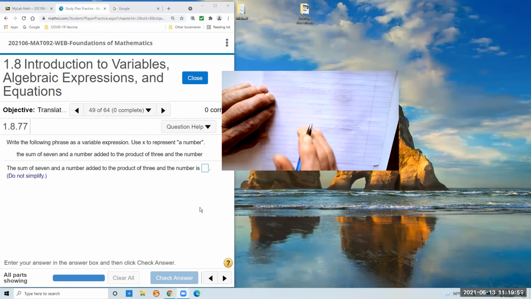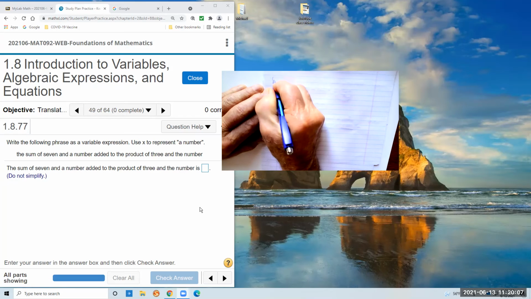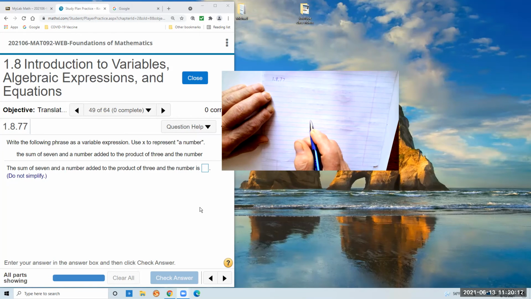A number of us had problems translating, and it's a challenge. We have to get used to it. With practice, we get better. Problem 1.8.77. We want to write the phrase as a variable expression using x as the unknown. The sum of 7 and a number added to the product of 3 and the number. Sometimes you have to read it over and over again and read it slowly. Don't try to listen to where you need to pause.